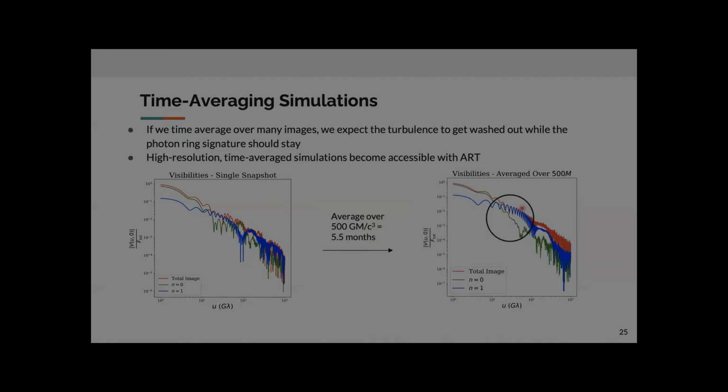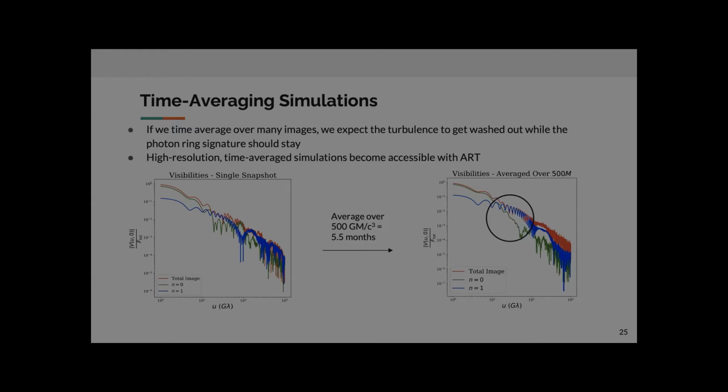if we zoom in on the same region, the blue curve stayed the same as we expect, but the green curve, the n equals 0 emission, has been dramatically suppressed by many orders of magnitude in amplitude. And that's because, again, as we time average, the turbulence is going to get washed out. And so the same high power noise that we were seeing earlier is being batted down. And this allows the blue curve to rise up and dominate the visibility spectrum in this range of baselines, which is why the photon ring signature can now be seen much more clearly.